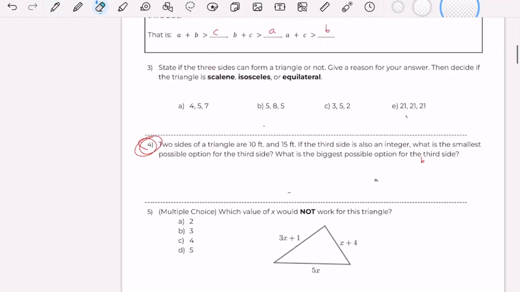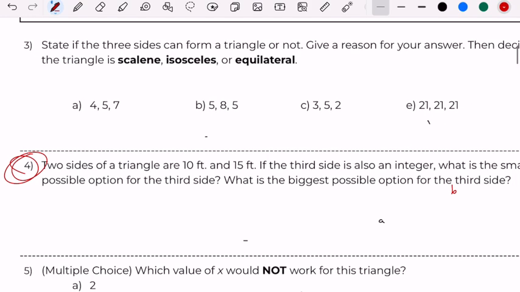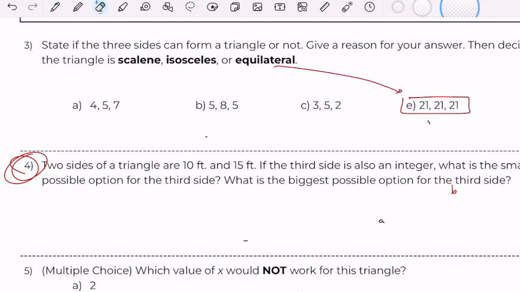Okay. So this problem is very interesting because it's not only asking us if the numbers create a triangle, they also ask us to classify the triangle given its sides. So, for example, 21, 21, 21. This is an equilateral triangle, no? Well, if it is a triangle, it would be an equilateral triangle.